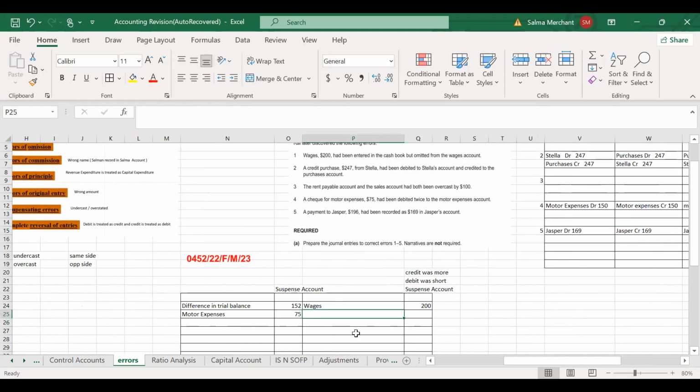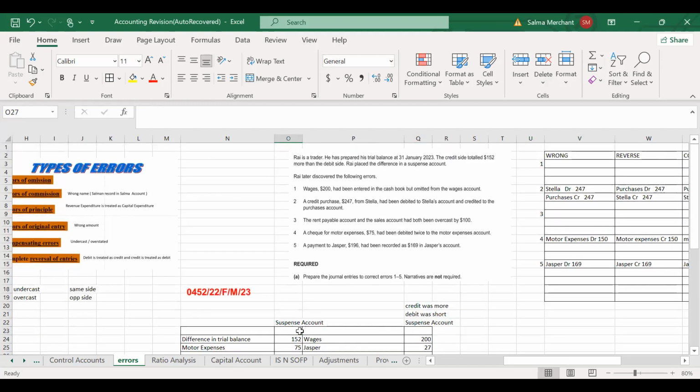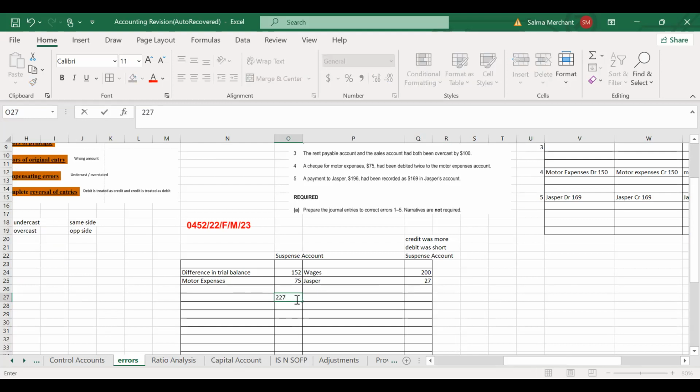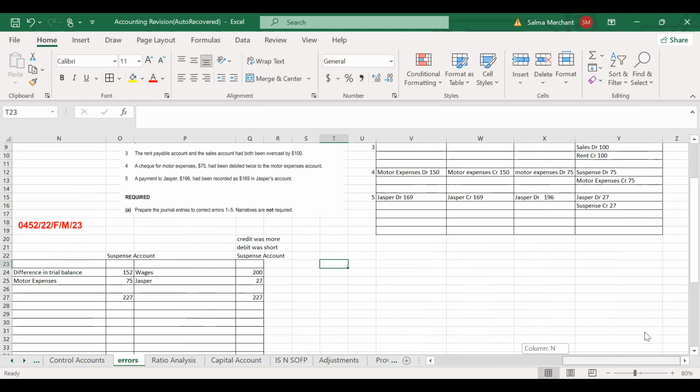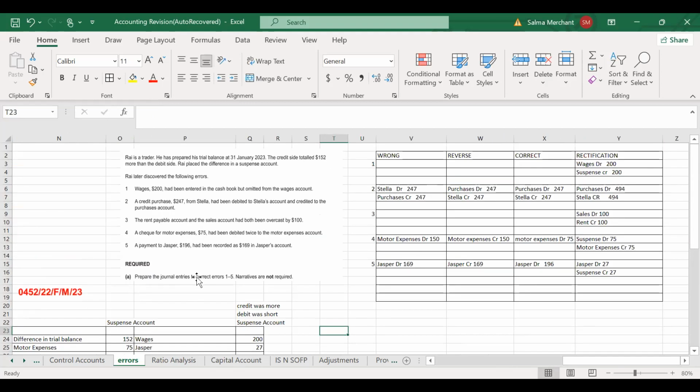You'll write it in the credit side, Jasper. See, is the suspense account settling? How much? 227, both sides. Yes, 227.